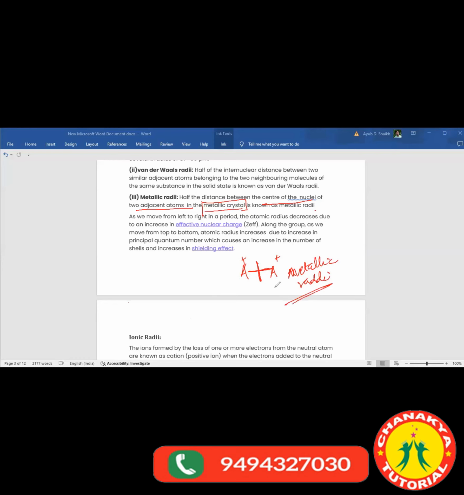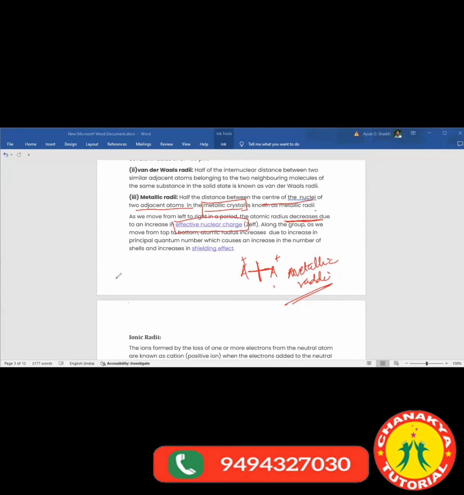As we move from left to right in a period, atomic radius decreases. You have to keep this in your mind, and it's very, very important, due to increasing effective nuclear charge. So what is the effective nuclear charge? You have to keep it in your mind.